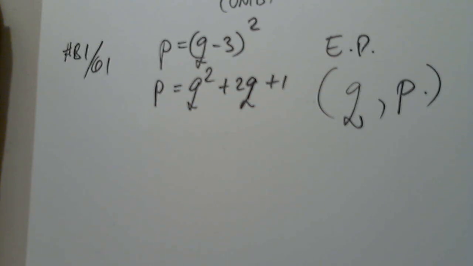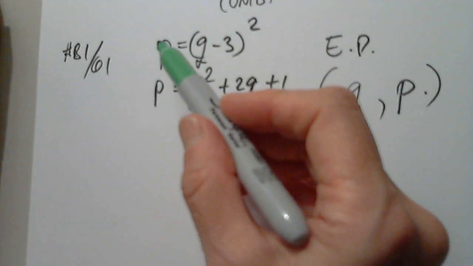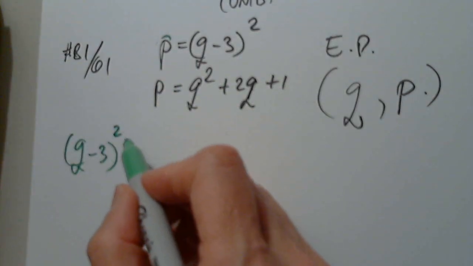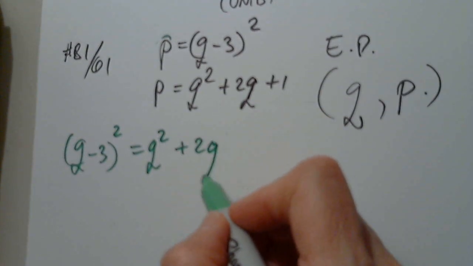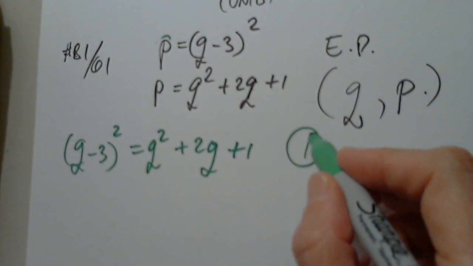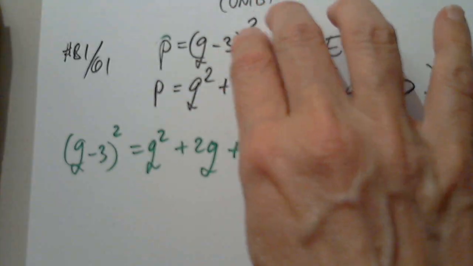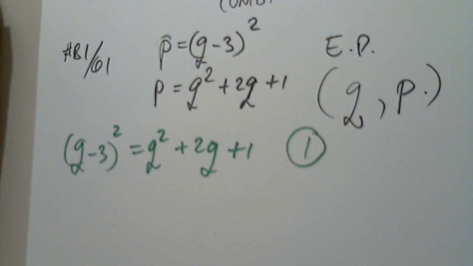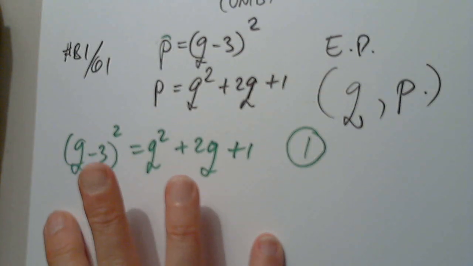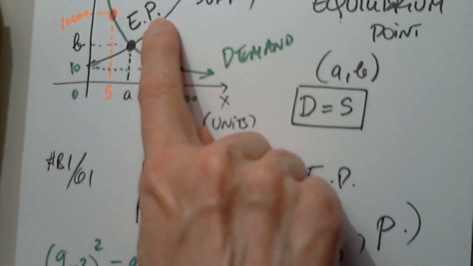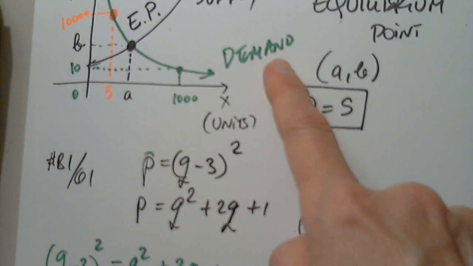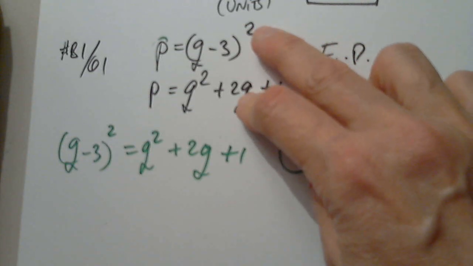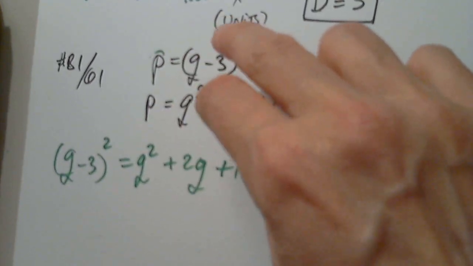Oh, set them equal to each other. Exactly. So, see P and P, they have to equal each other. So (Q minus 3) squared equals Q squared plus 2Q plus 1. This is step number 1. Yes, the details, it's correct what you said. You have to expand this, true. But this is the big picture. That's how I get the equilibrium point. Setting equal the demand to the supply. I don't even care at this point which one is the demand and which is the supply. Who cares? I have to set them equal to each other.